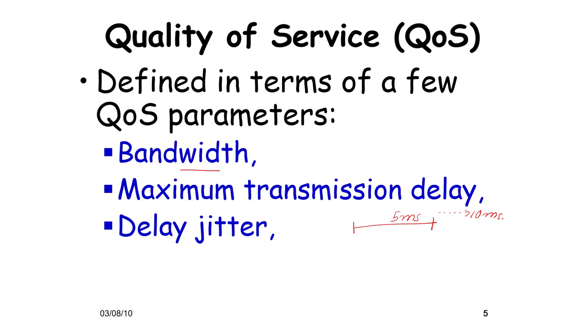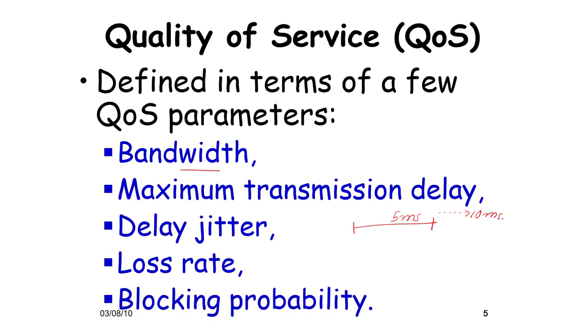So it's basically a combination of these three things: the bandwidth, the maximum possible transmission delay, and within that, what is the jitter, what is the uncertainty. And then if you would like to add one more parameter in a realistic network with queuing, that would be the packet loss rate, in the sense how many packets are you allowed to drop.